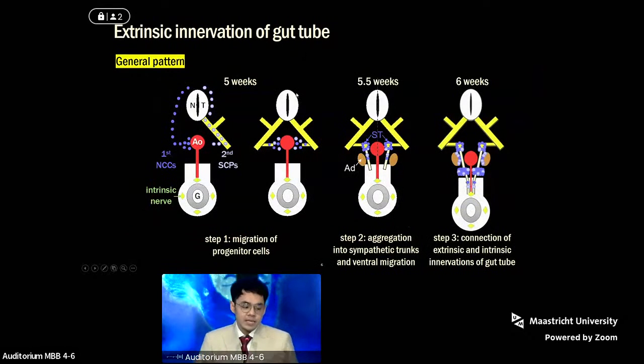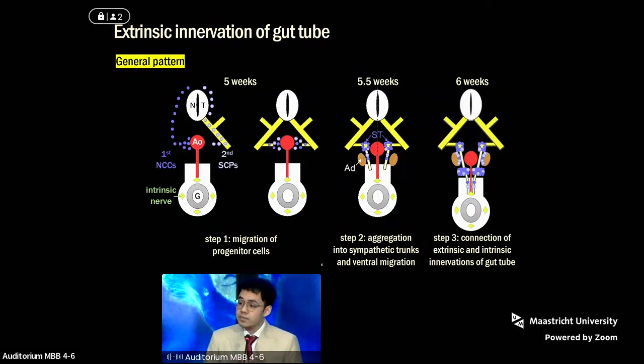So in this talk, I will talk about the extrinsic innervation of the gut tube. I will have a scheme also on the right-hand side of the slide. Start with the neural tube, and then they have some extension of the spinal nerve in yellow. You have the aorta in red, the gut tube with its intrinsic nerve, and I also have the ganglionic cells in blue. The extrinsic innervation can be separated into three steps.